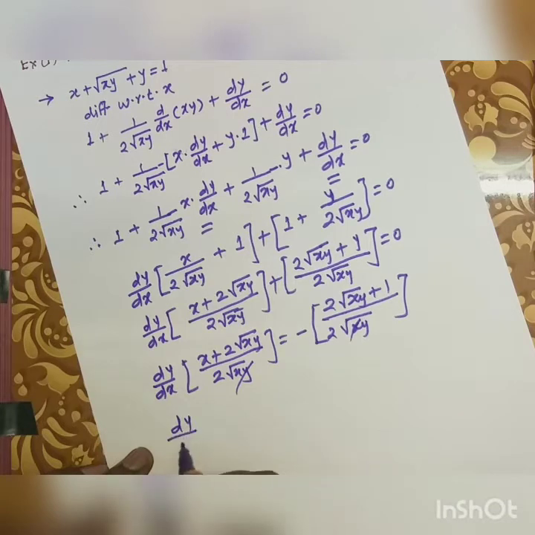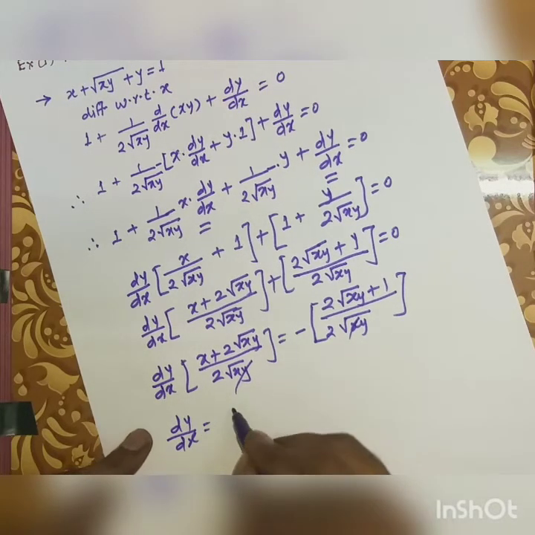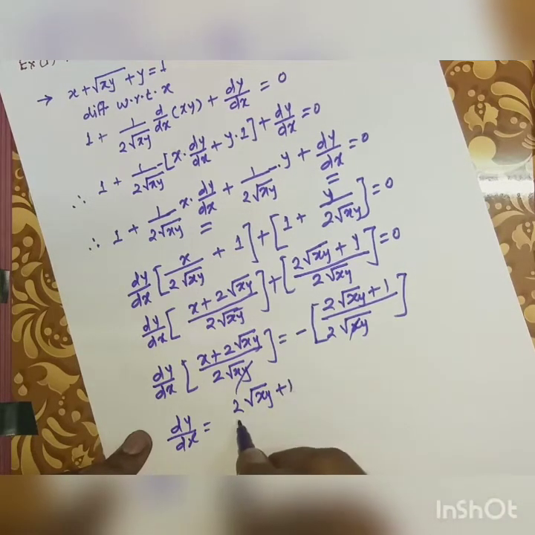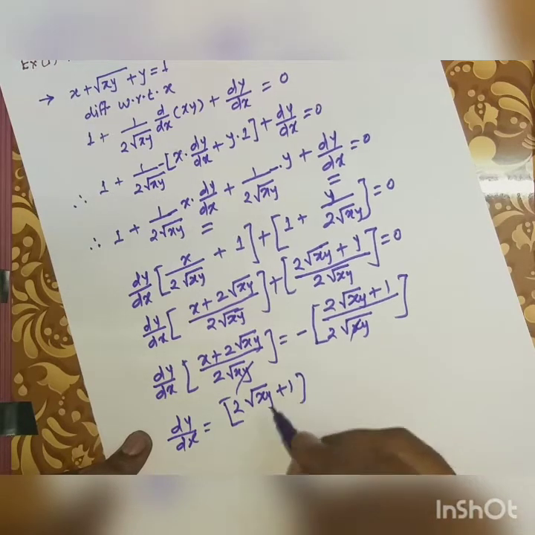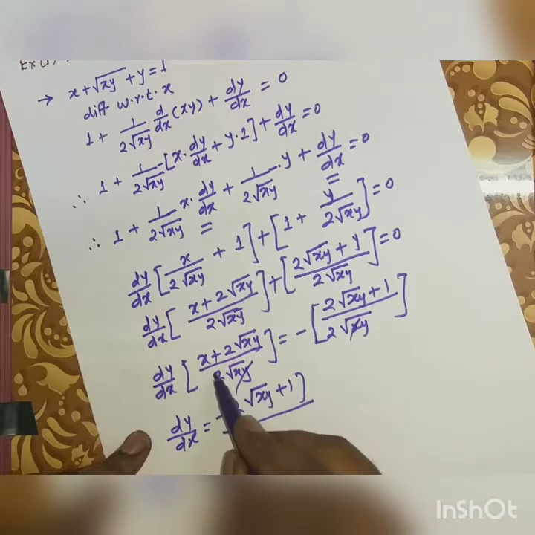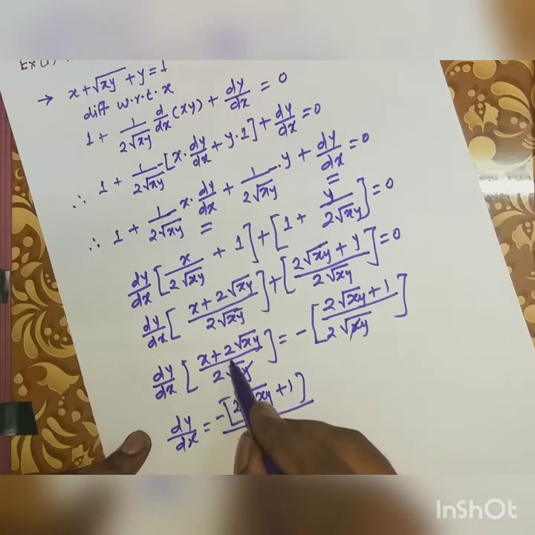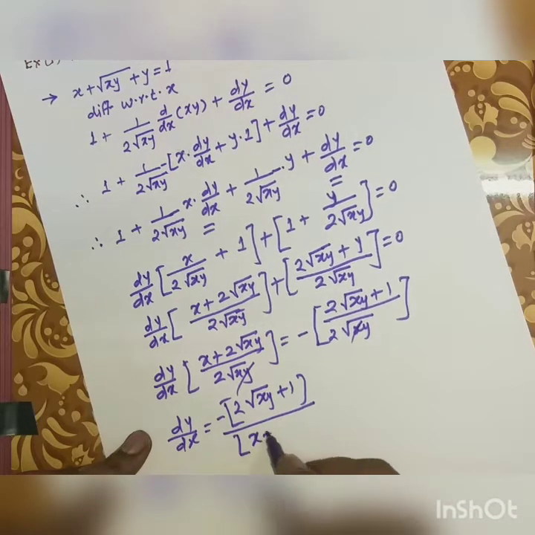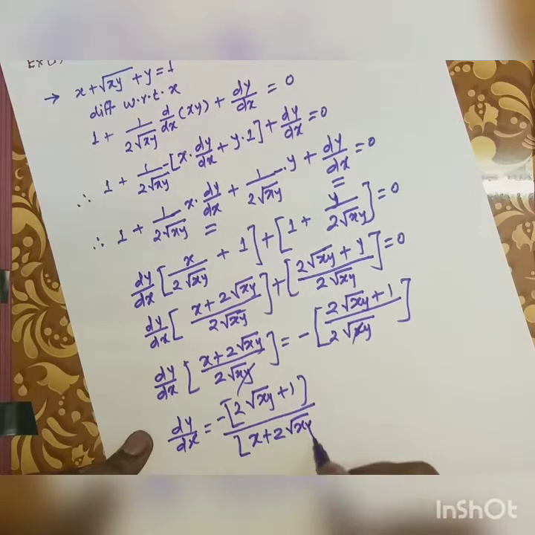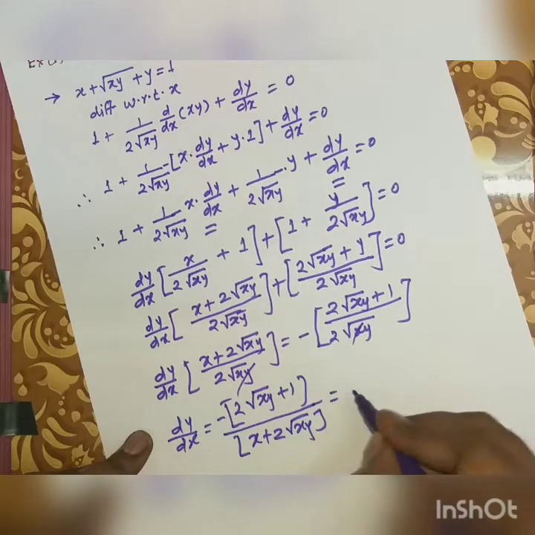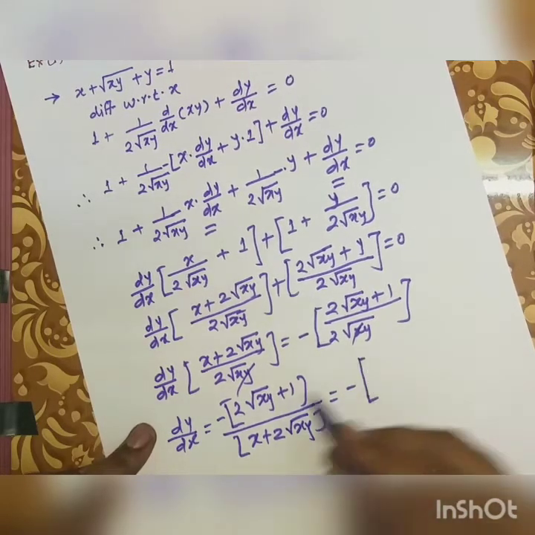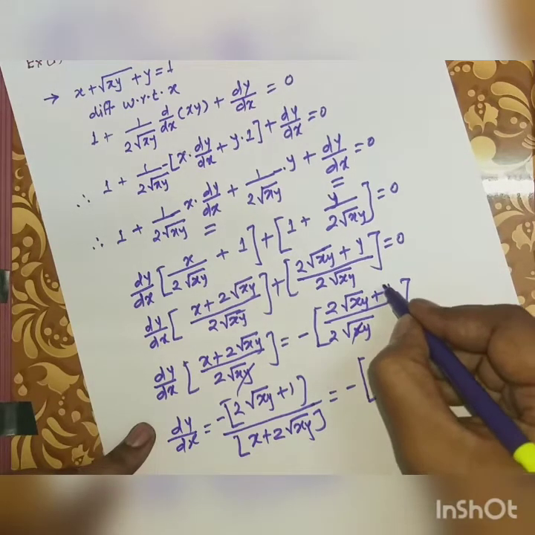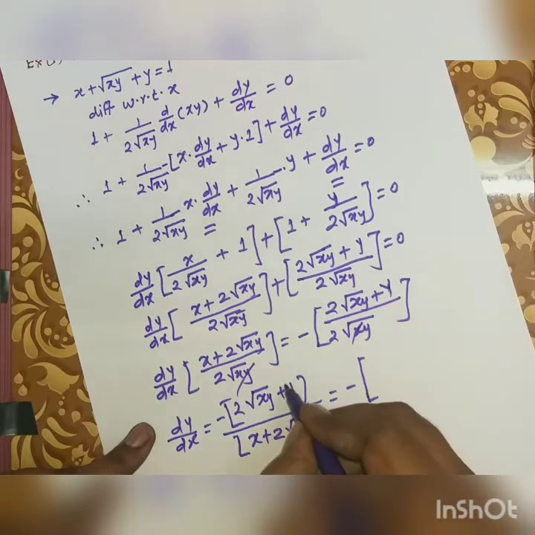Then dy by dx is equal to minus (2 root xy plus y), with the negative sign, divided by the coefficient of dy by dx, which is x plus 2 under root xy. So dy by dx is equal to minus (2 root xy plus y) divided by (x plus 2 root xy).